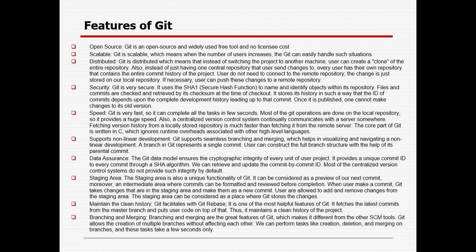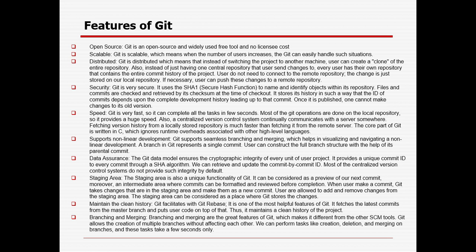When a user makes a commit, Git takes the changes that are in the staging area and makes them a new commit. Users are allowed to add and remove changes from the staging area. The staging area can be considered a place where Git stores the changes. Maintaining a clean history: Git facilitates this with git rebase. It is one of the most helpful features of Git. It fetches the latest commit from the master branch and puts the user's code on top of that.